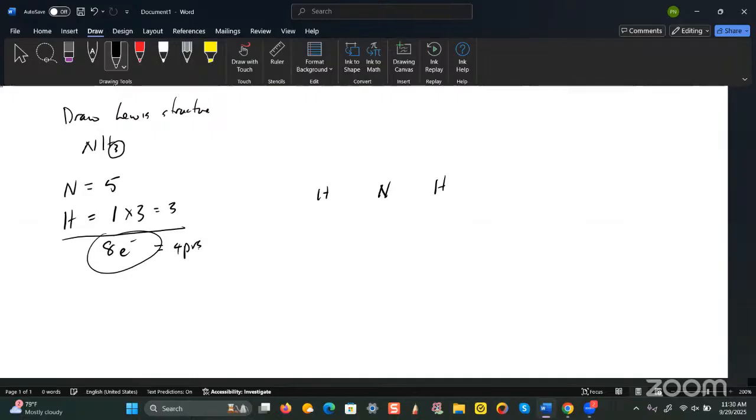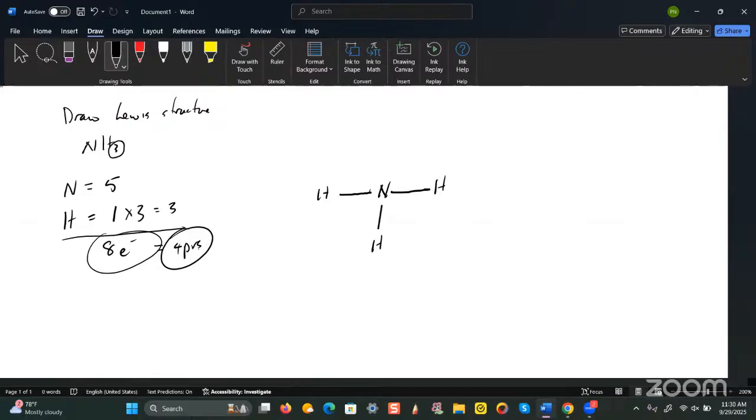And then what I would do is assign the bonding pairs first. Now we have 8 electrons to work with, or 4 pairs. So I would put 1 pair between this nitrogen and this hydrogen, another pair between this nitrogen and this hydrogen, and a 3rd pair here. So I've used up 3 of the 4 pairs. Now the question is, where will the 4th pair end up?